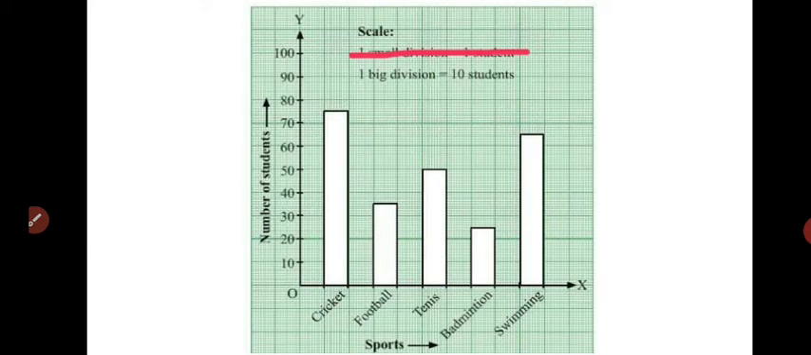In a similar way, football is given 45. So you have to mark it between 30 and 40. Tennis is 50. So clearly you will show a bar with a uniform distance. Each and every bar will have the same distance starting from the first game to the last. And tennis is 50 students. You will mark tennis on 50. Then badminton, again it is between 20 and 30, that is 25. And swimming is between 60 and 70, that is 65.